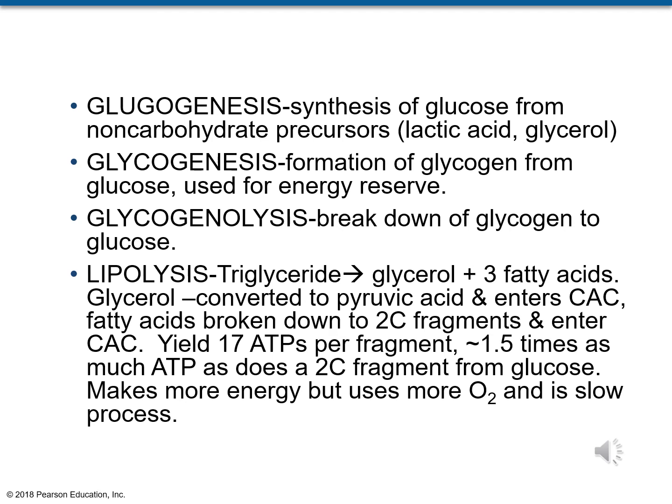The lipids are triglycerides, and they will break down to glycerol and fatty acids, 3 fatty acids. The glycerol can then be converted to pyruvic acid and enter into the citric acid cycle. The fatty acids can be broken down to 2 carbon fragments and enter into the citric acid cycle. Your fatty acids will yield 17 ATPs per fragment, which is about 1.5 times as much ATP as you're going to get from the same size 2 carbon fragment from glucose. However, using those lipid fragments, it may make more energy, but it uses a lot more oxygen and is a very slow process. So it's not our first go-to.